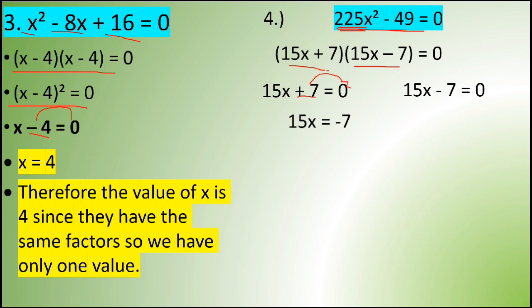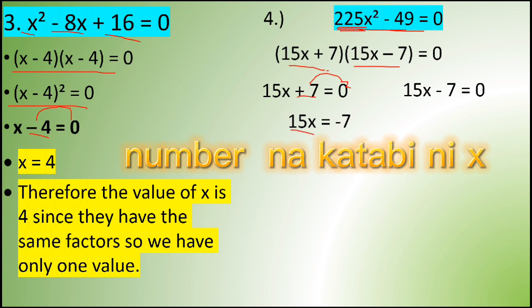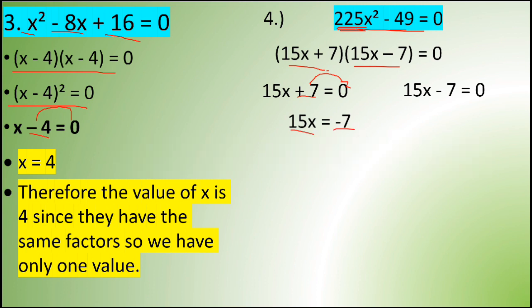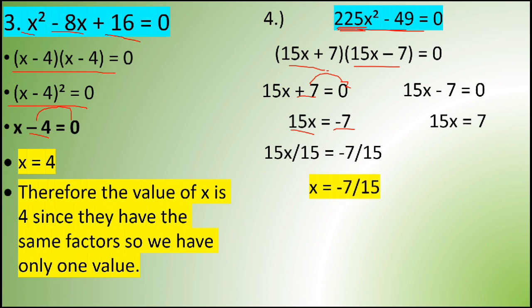And then, to isolate x, ano man ang value ni x, i-divide natin both sides of the equation. So, meron na tayong 15x over 15 is equal to negative 7 over 15. Cancel na si 15 and 15. Then, x now is equal to negative 7 over 15.